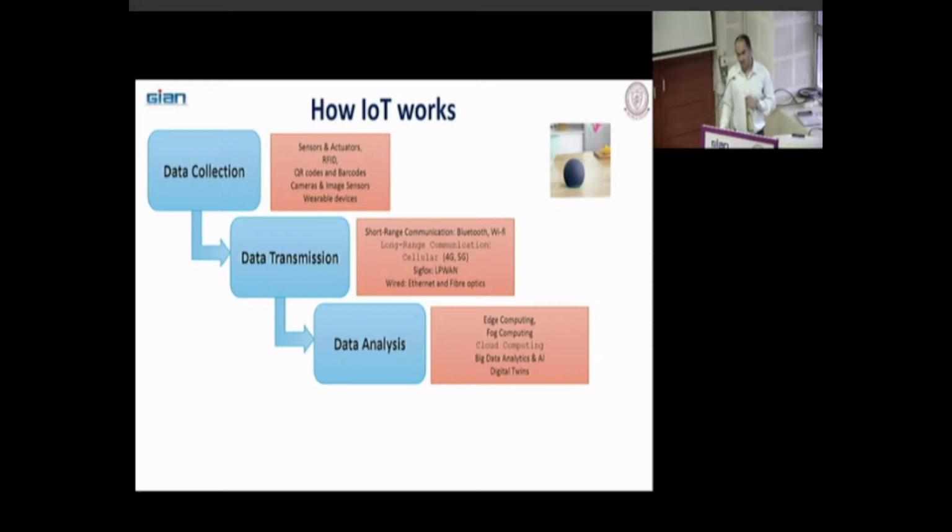So what are those ways? Cloud computing is one of the ways. Then edge computing, fog computing, big data analytics, AI, digital twins. How many of you have heard these terms? Edge computing, fog computing? Instead of processing data on the cloud, the data will be processed on the local machine. This is called edge computing. The pros are that the computation will be faster and the latency will be very low in edge computing. Any example?